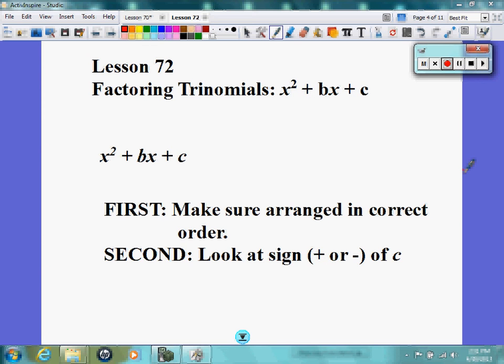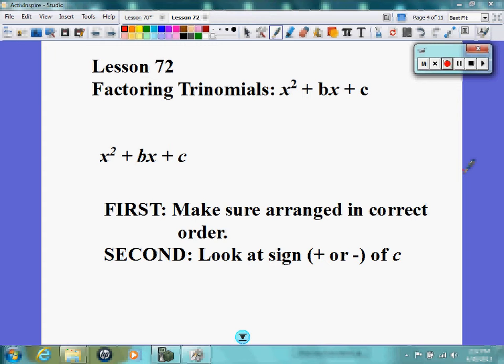Our next lesson is lesson 72, factoring trinomials. The general or standard form for a trinomial is x squared plus bx plus c. And the first step that we need to take in factoring a trinomial is to make sure that it is arranged in the correct order.